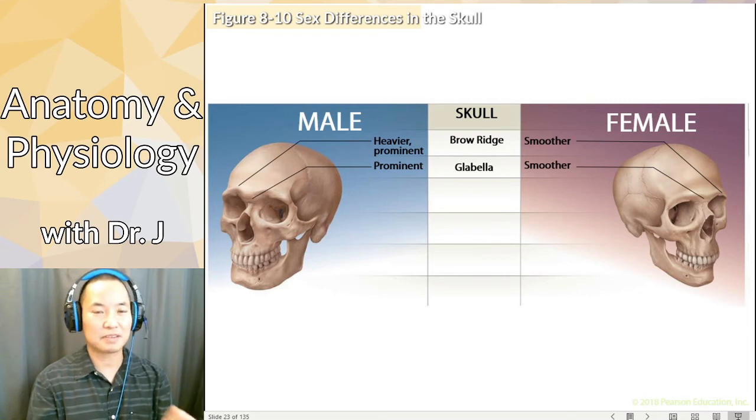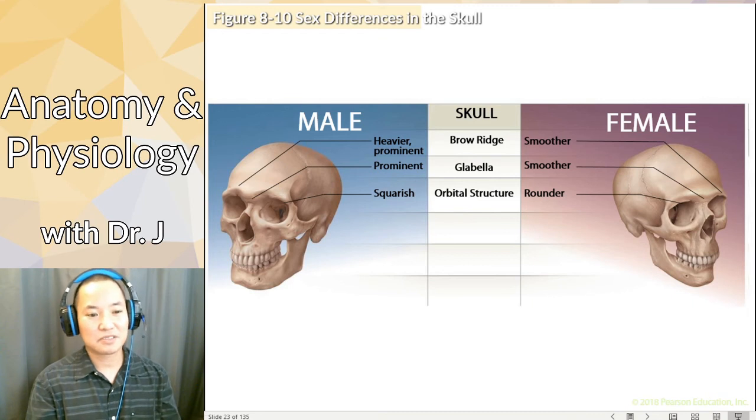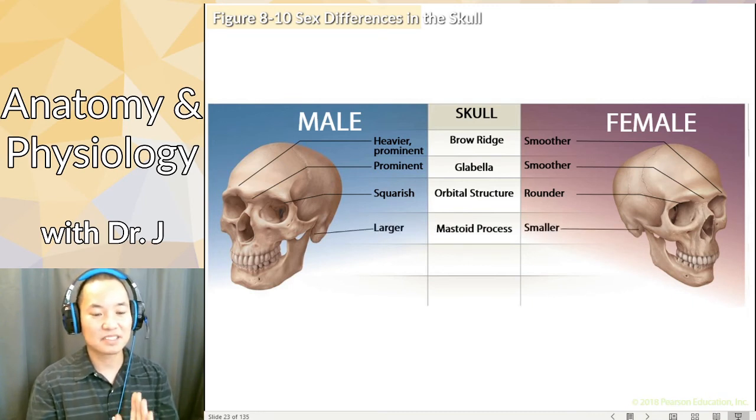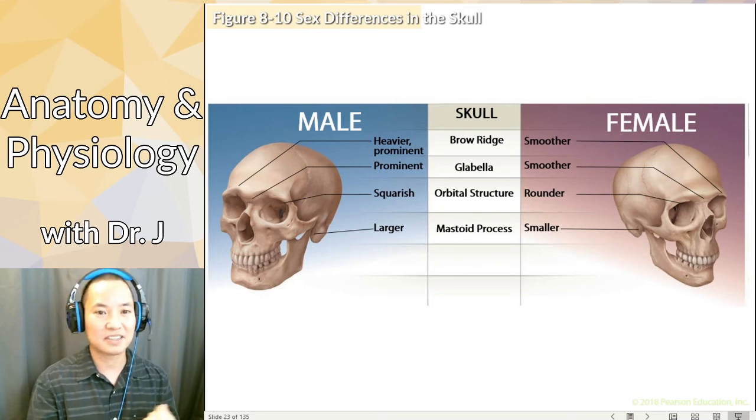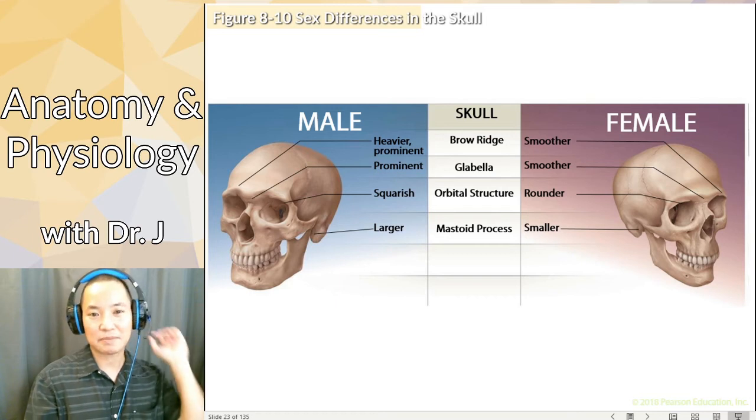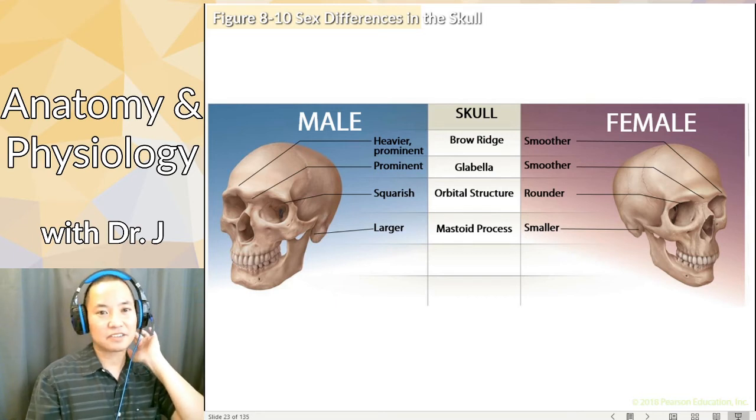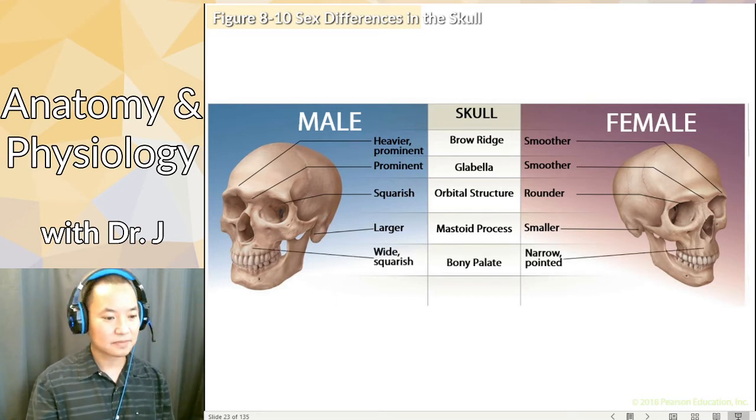So don't worry about if I'm going to show you one of these skulls and ask if it's male or female. Again, that's kind of tough based on just drawings. And even the orbital structure, I mean, that's really hard to tell from this. Mastoid process is pretty consistent. Like men, on average, have a larger mastoid process than women. So again, that part you can feel in the back of your ear, that mastoid process.